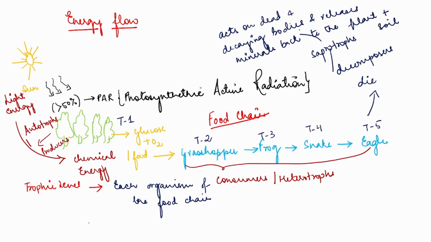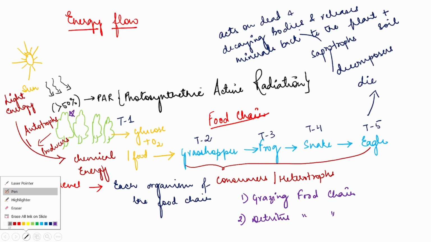Now if we define food chain, there are two types of food chain. One is the grazing food chain, another is the detritus food chain. So which is the grazing food chain? The one which starts from the green plants, we call it the grazing food chain. Another one is the detritus food chain. So what is the detritus food chain?